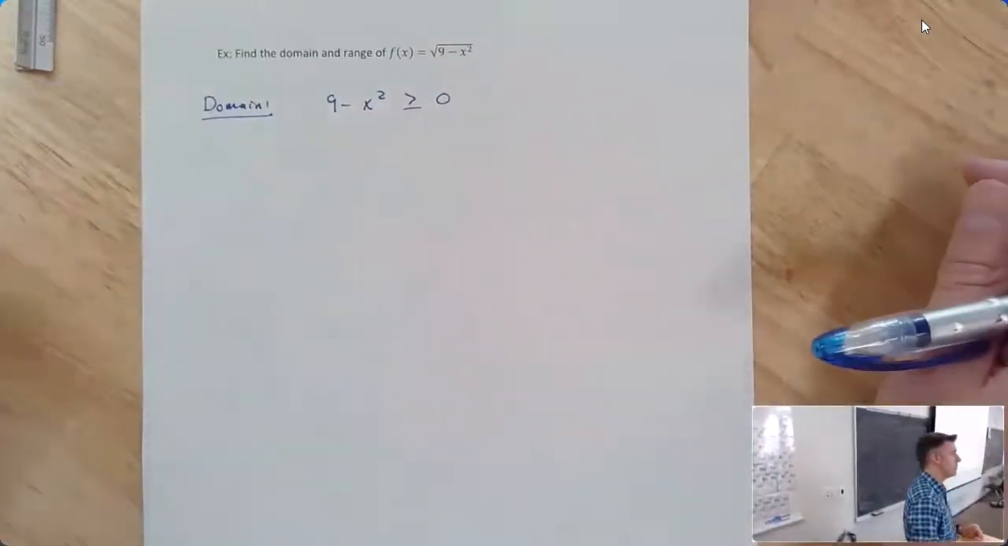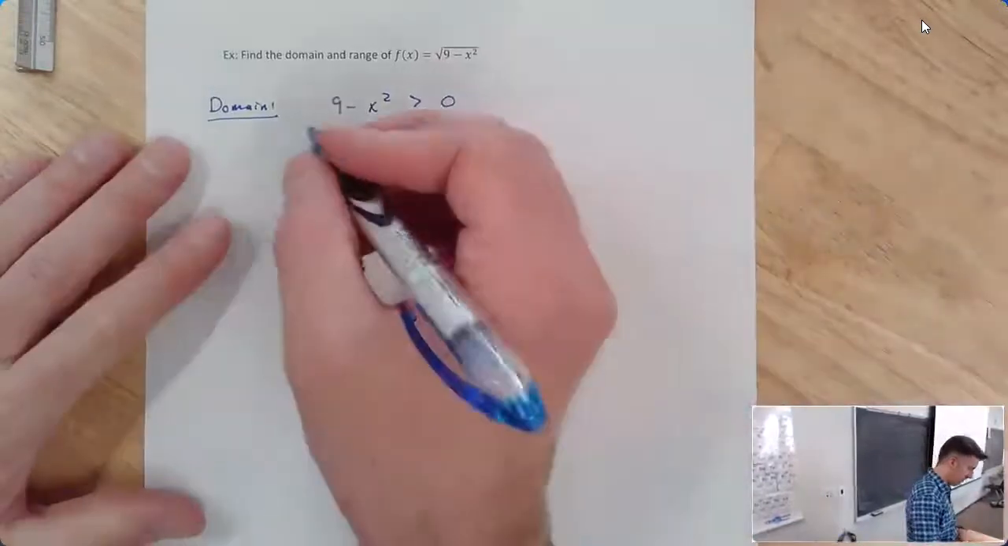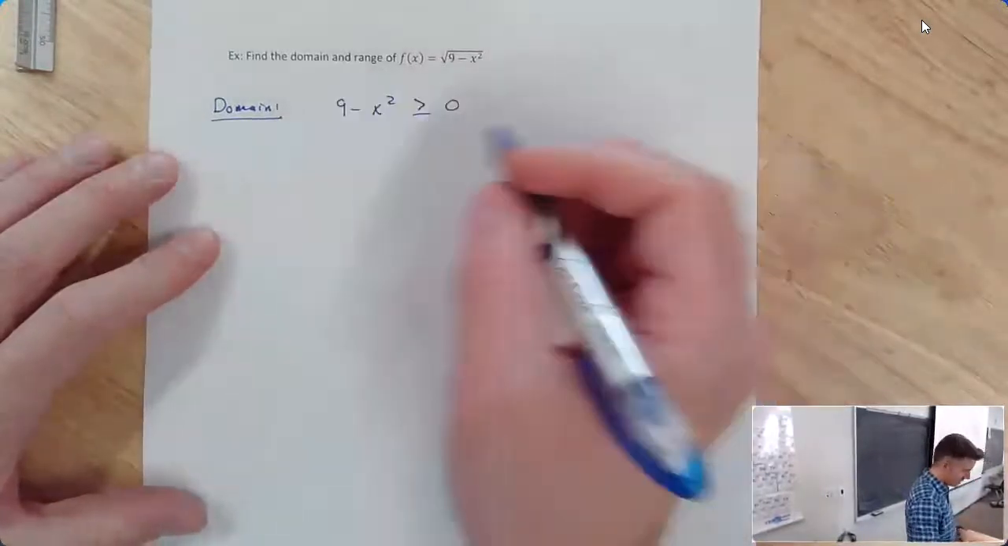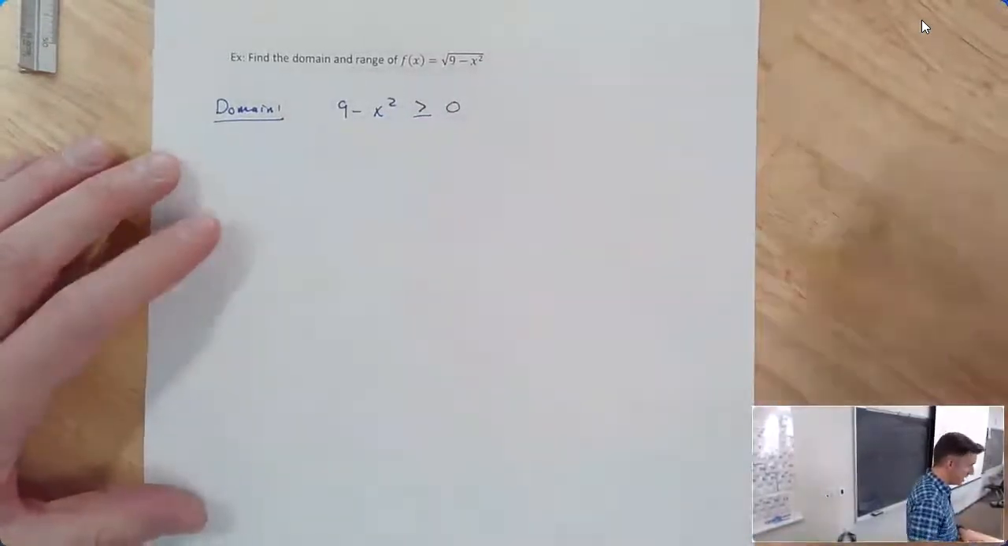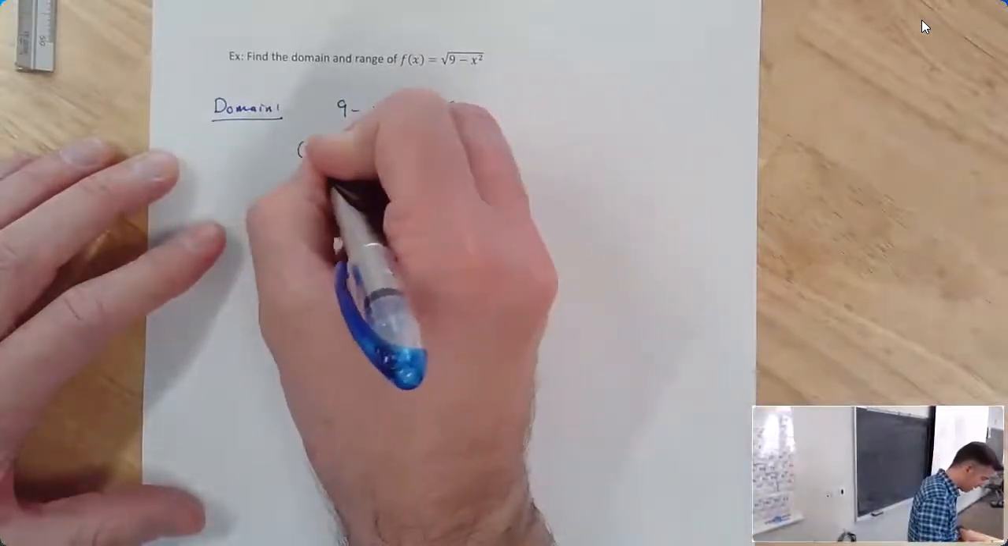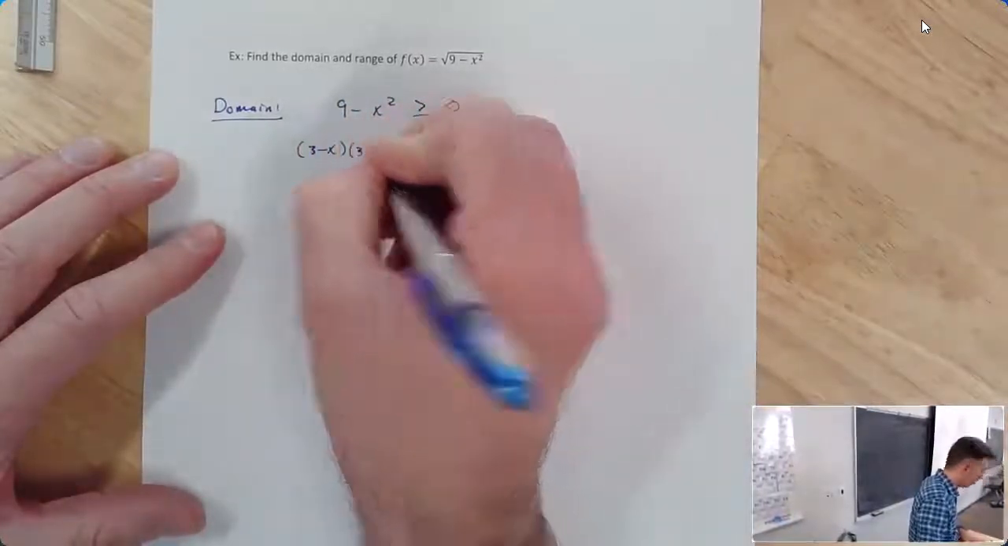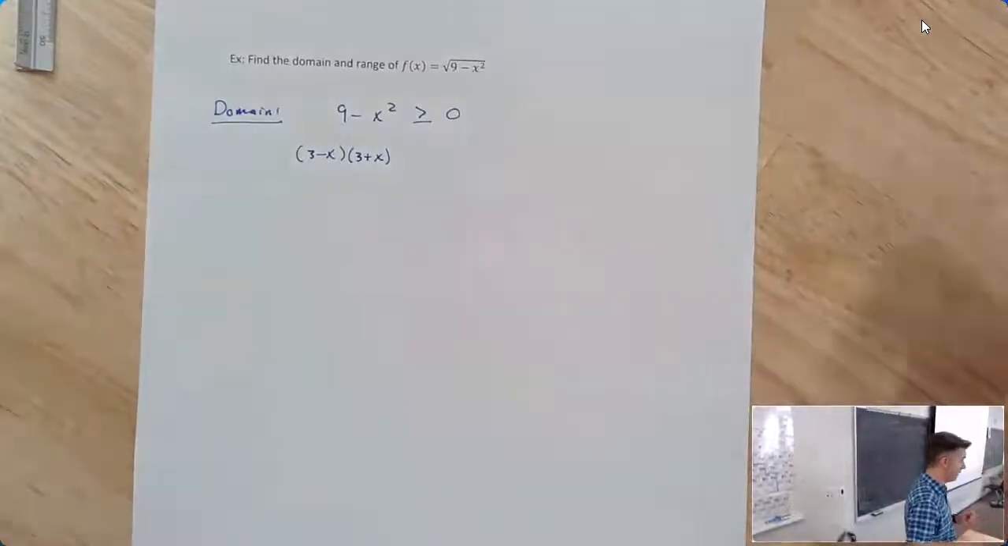Definitely here, I would factor. So I'm going to factor this as, now be careful, it's not x minus 3 times x plus 3, it is 3 minus x times 3 plus x. Order does matter when you're factoring a difference of squares.